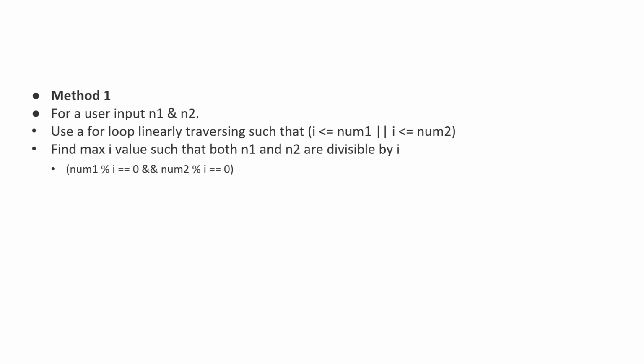In the first method, we will take two inputs from the user, n1 and n2. In the previous example, we took 10 and 20, right? Similarly, we will take those same numbers. Here we will traverse linearly, starting the iteration from i equal to 1. We will check whether i is less than or equal to num1 or less than or equal to num2. That we will be checking.